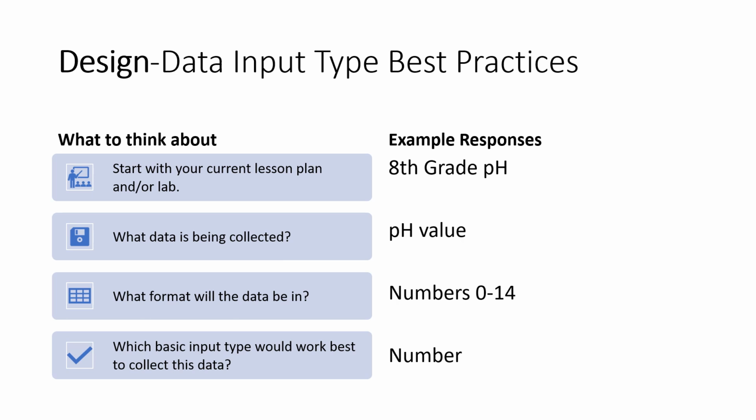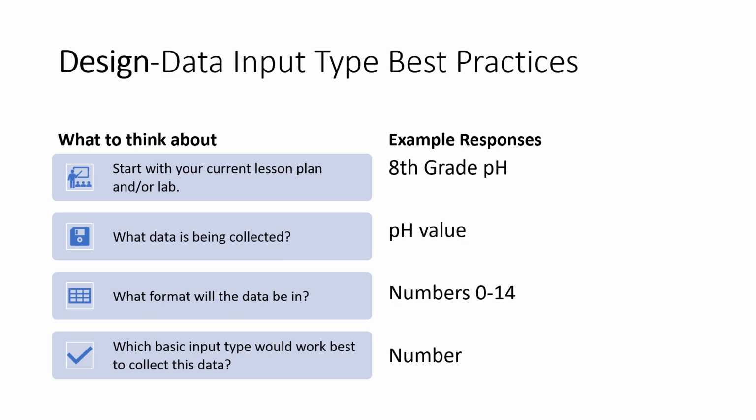So here's some things to think about when it comes to best practices for selecting the question types or the data input types. You want to think about what your current lesson plan or lab is. You need to have that in mind. Otherwise, you're just going to be guessing at what your survey needs, what data you're going to collect. Second thing is to know what data is being collected. If you know the lesson and you know there's a specific type of data that's being collected, that will help you decide what kind of question types you're going to need.